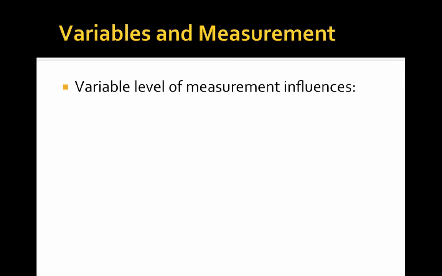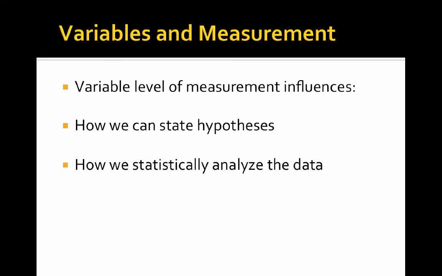So it's important to understand variables and measurement because it influences the ways that we can write our hypotheses, right? So we have to know if our variables are categorical or if they're ordered. If they're categorical, we state our hypotheses in terms of difference. And if they're ordered, we state our hypotheses in terms of relationships. And then secondly, how we statistically analyze the data is influenced by the level of measurement. So there are specific tests designed for each different level of measurement, and we'll get to those in the next few weeks.